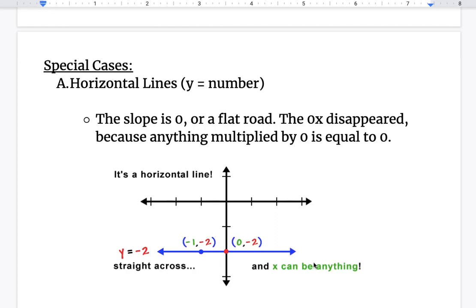So if it is a flat road, or a horizontal line, remember if a runner is running on a flat road, the slope is 0. It's flat. There's no steepness. So the 0 times x just disappeared. So you're left with y equals no more mx, but just the b left over. So the y-intercept is left over. So it just tells you exactly where that line is going to cut through the y-axis, just at that number, and it's going to be a horizontal line.